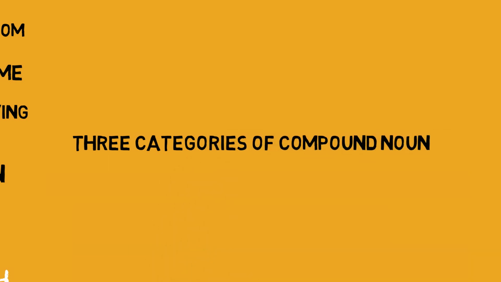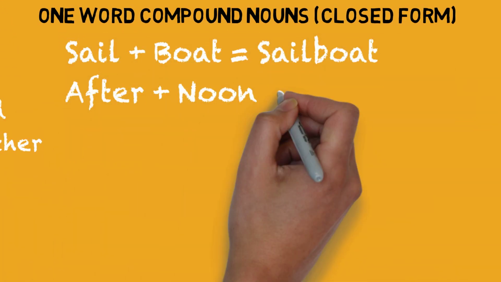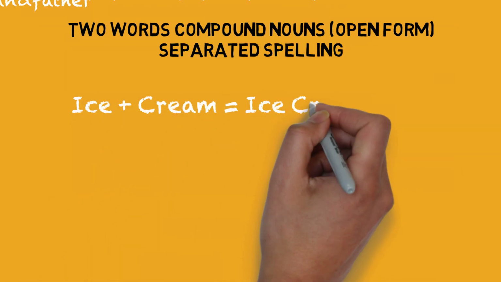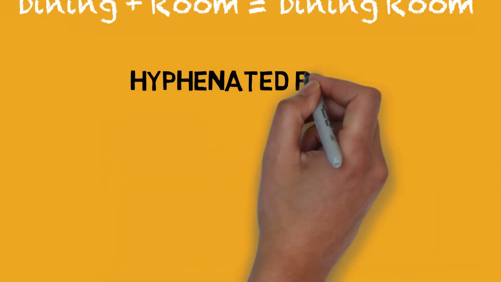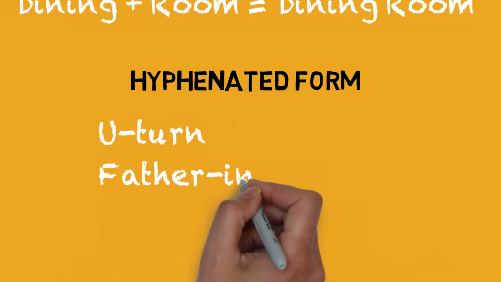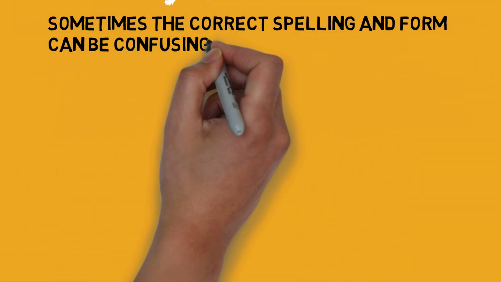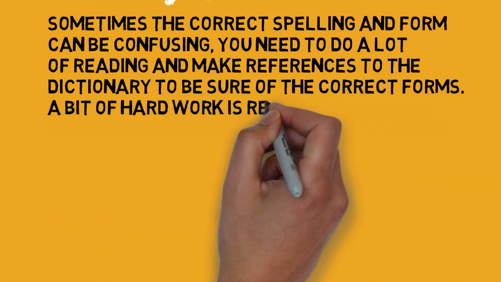They can be one word like sailboat, afternoon, peanut, etc. They can also be in the form of two separate words like ice cream, carpool, dining room, etc. And they can also be hyphenated words like U-turn, father-in-law, etc. Although there are no exact rules in the formation of compound nouns, there are some formulas that we can use to guide us.